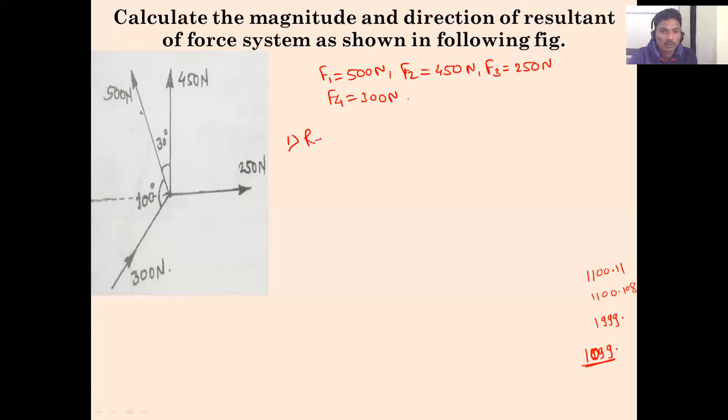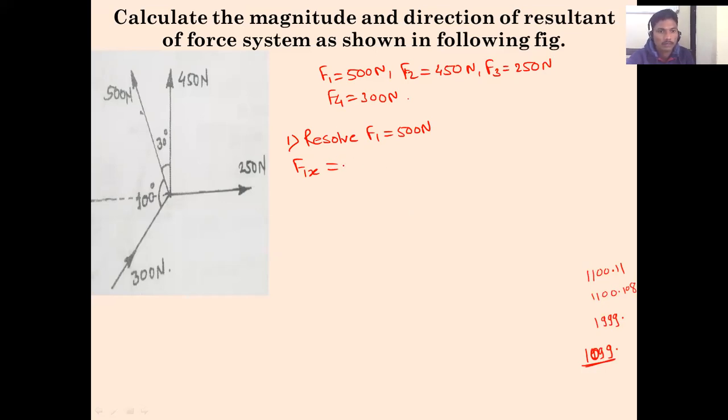Now directly resolve. Which force? F1 equal to 500 Newton. So tell me F1x. With whom is the angle given for the 500 Newton force? With the y-axis. In which quadrant is this force coming? Second quadrant. What are the signs of the X component and Y component in the second quadrant? X negative, Y positive. Tell me now.